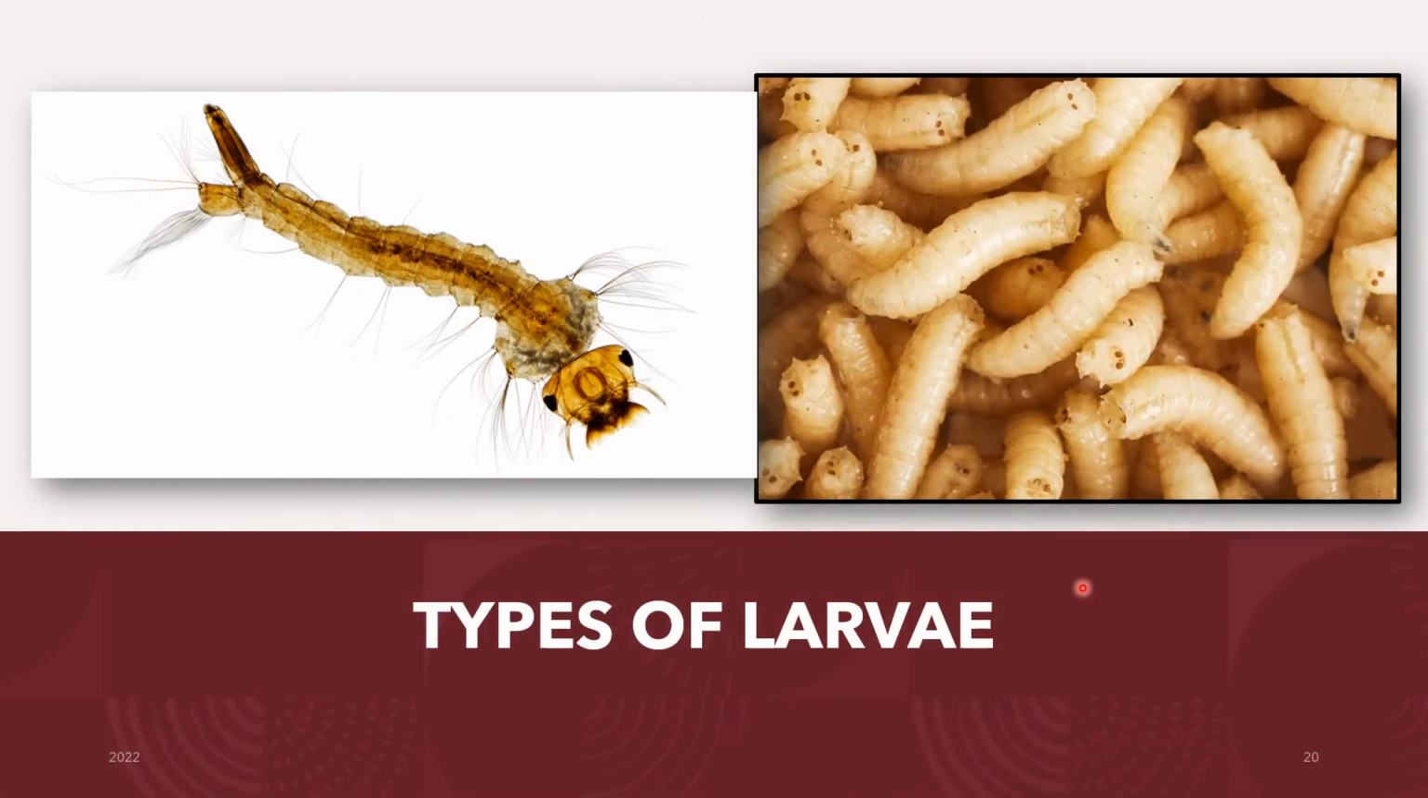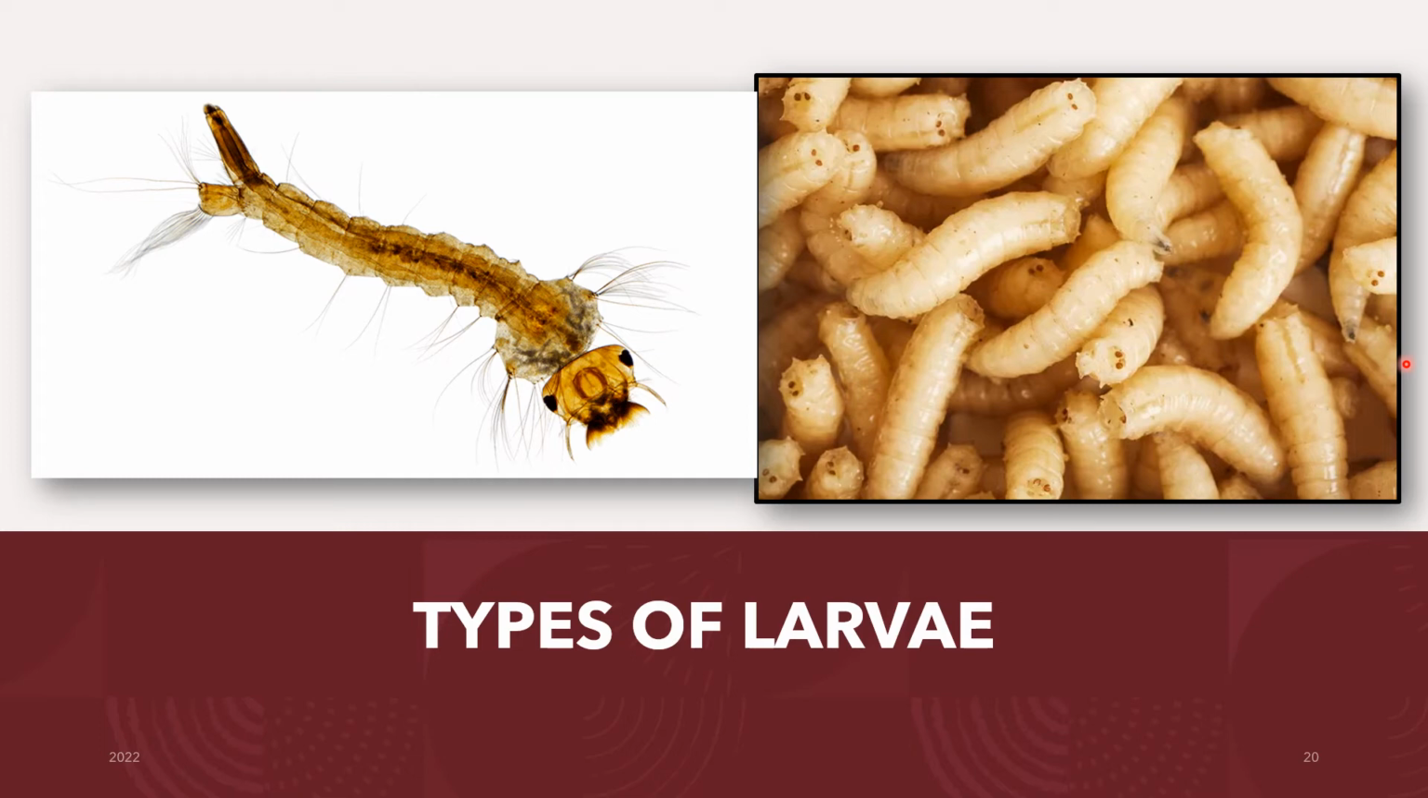Let's now proceed to the types of the larvae. So the larvae in different orders of insects are known by different names. For example, the larvae of the butterflies and the moths are termed as caterpillars, and those of the orders Diptera and the Coleoptera are termed as maggots and grubs respectively.